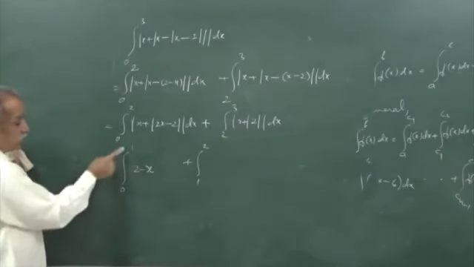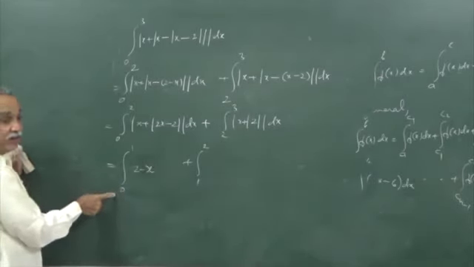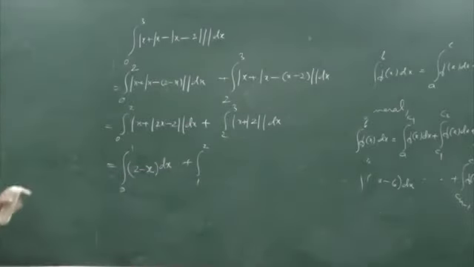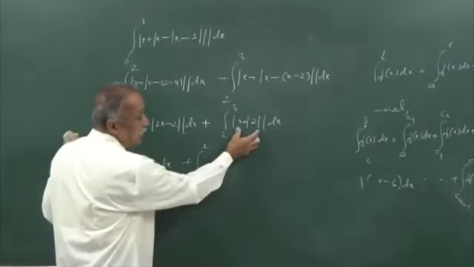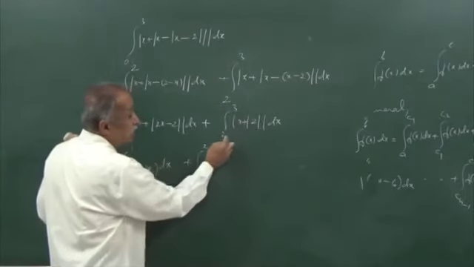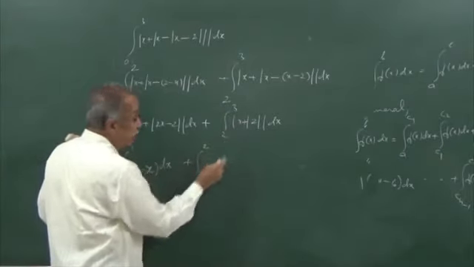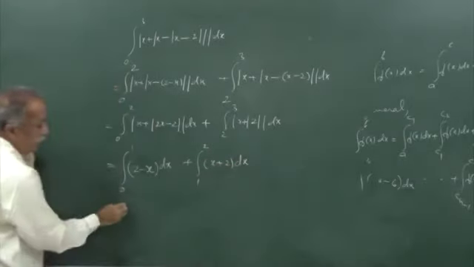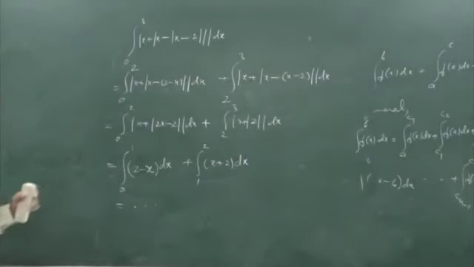Is 2 minus x throughout positive in this interval? Yes. No need to place it under another modulus pair. This is nothing but mod of 2 minus x. Is it throughout positive in the interval? Yes.